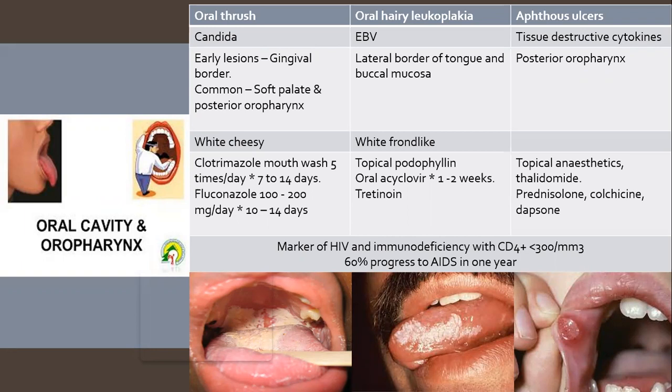Aphthous ulcer is the one given here. It's a broad-based ulcer, just a supportive treatment. You can give topical anesthetic, and since it is due to tissue destructive cytokine, steroids can be given here. So till now we have discussed 3 indications of steroids in HIV. One is IRIS, second is severe Pneumocystis pneumonia, third is oral aphthous ulcer. These 3 manifestations are markers of HIV. So presence of oral thrush, oral hairy leukoplakia, and aphthous ulcer means the patient is having HIV. And it also indicates that the patient is going to progress into AIDS. 60% of the patients with these manifestations progress to AIDS within 1 year.